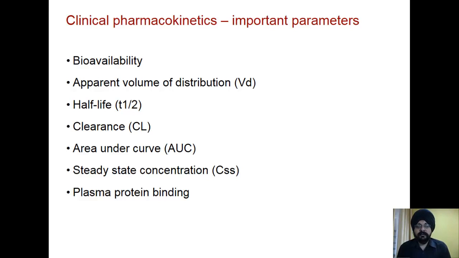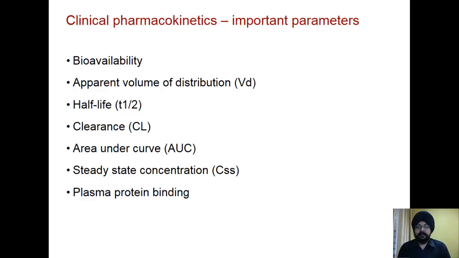The area under the curve is the area under the time versus plasma drug concentration curve, and is an important factor to determine the bioavailability of the formulation and bioequivalence. Then steady state plasma concentrations are generally achieved after 5 half-lives of the drug, and this is an important factor when we are considering therapeutic drug monitoring.